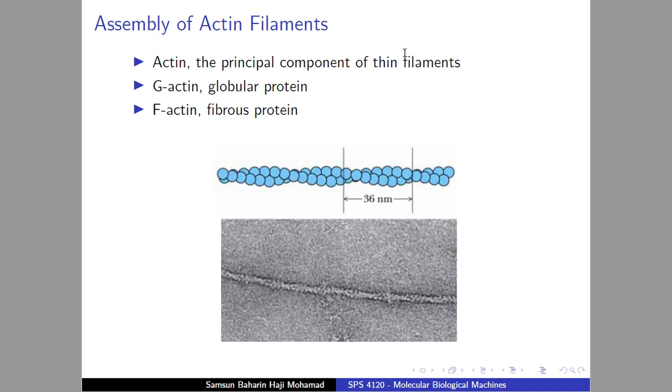Here is one example of the microtubule, so we have actin filament. The actin is the principal component of thin filament. G actin is the globular protein, and F actin is fibrous protein. Okay, so you can see here globular protein.